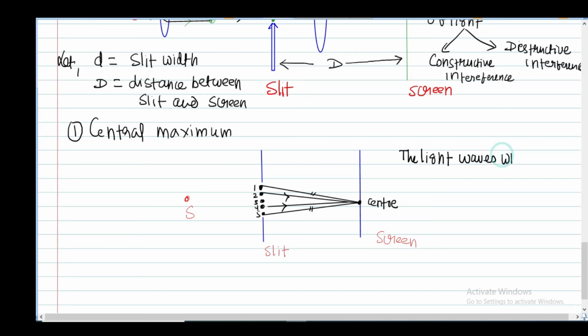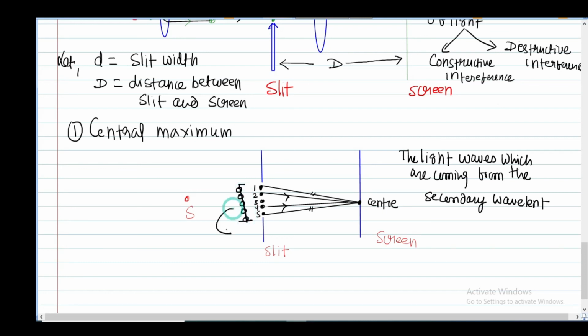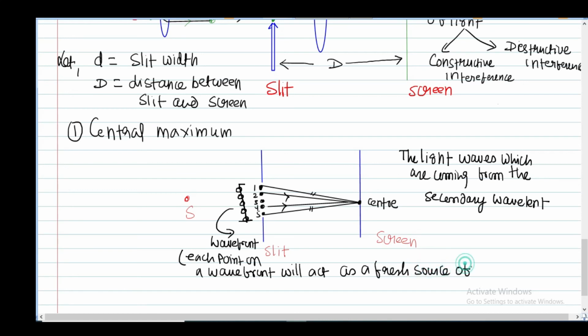the light waves which are coming from the secondary wavelets. This is known as a secondary wavelet. Secondary wavelets are basically the sources of light. As I have explained, this will be a plane wavefront. This is your plane wavefront, I am just drawing it sidewise. Each point on a wavefront will act as a source of light, which are known as secondary wavelets.